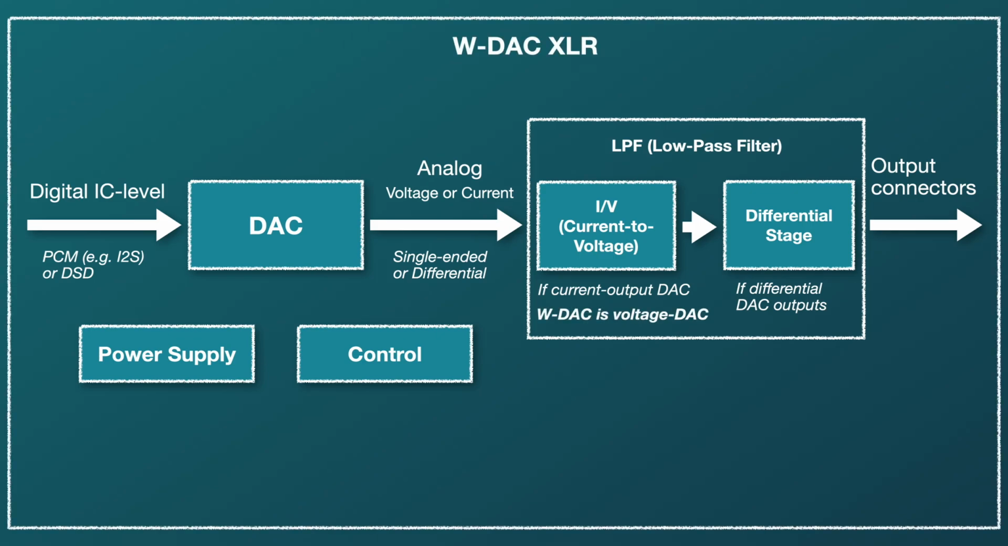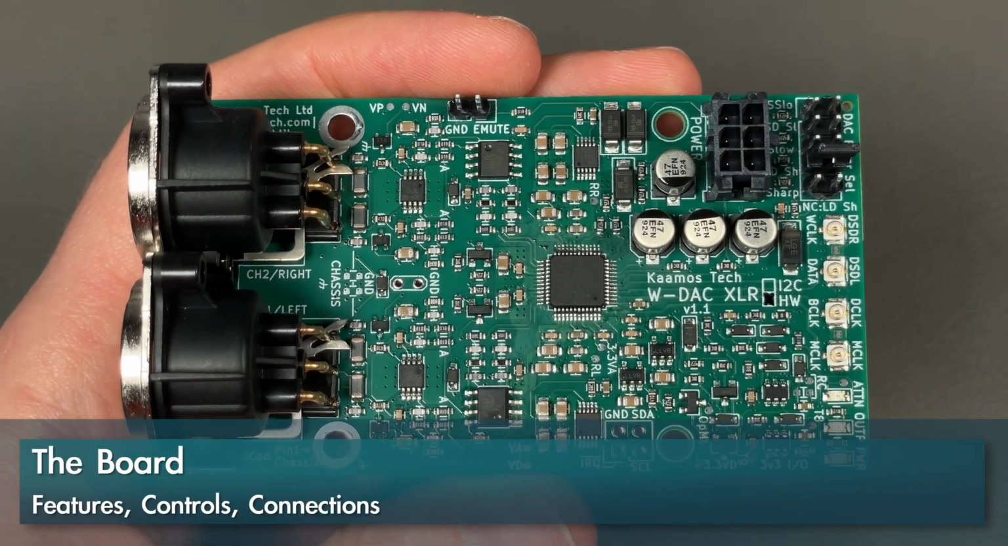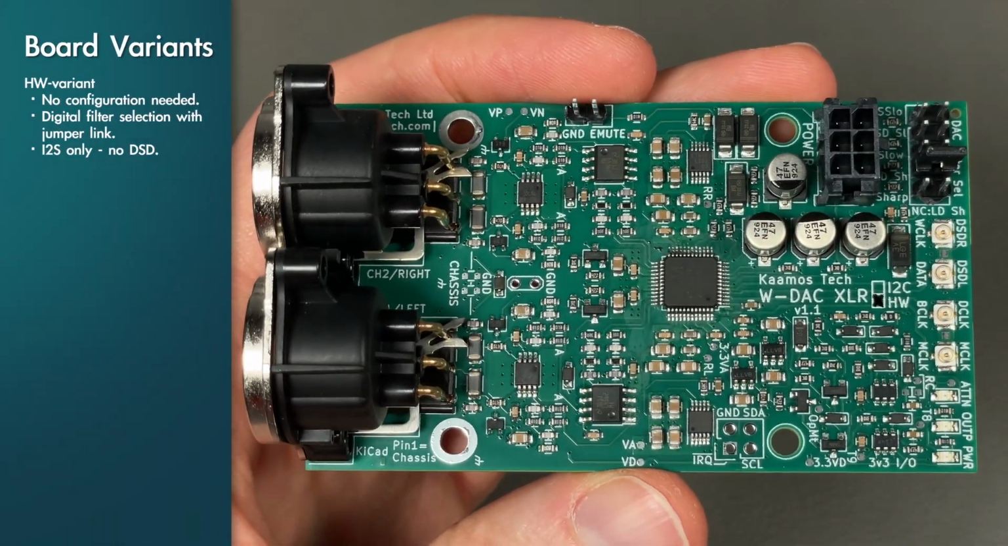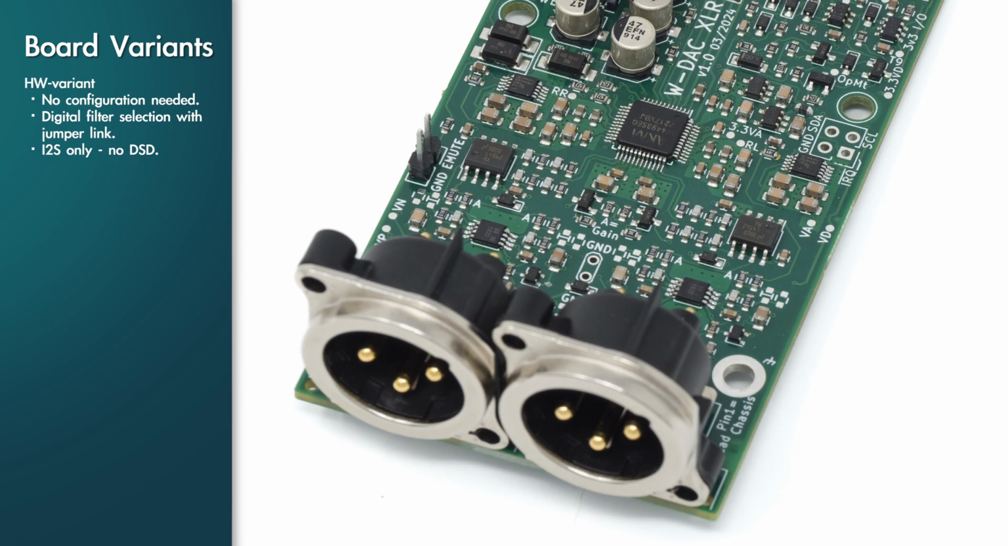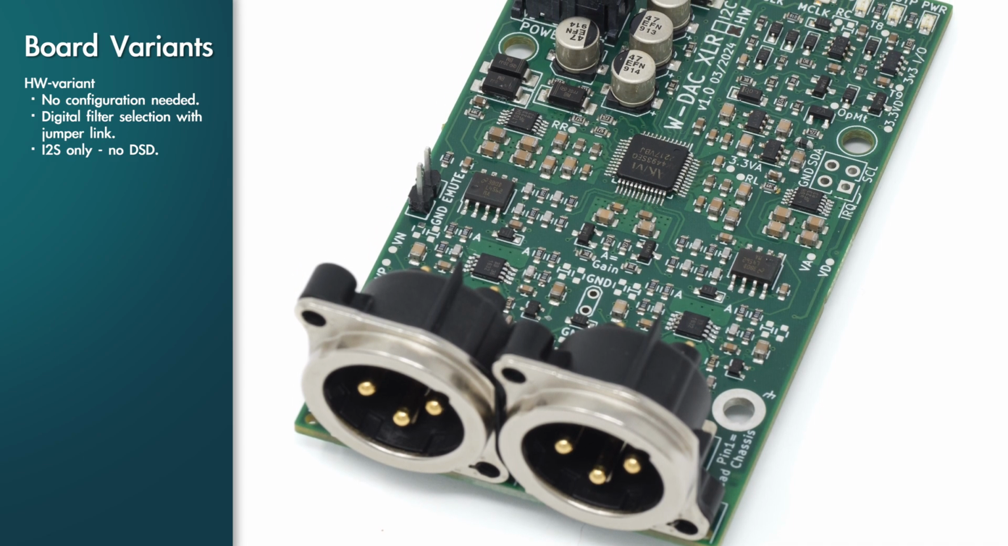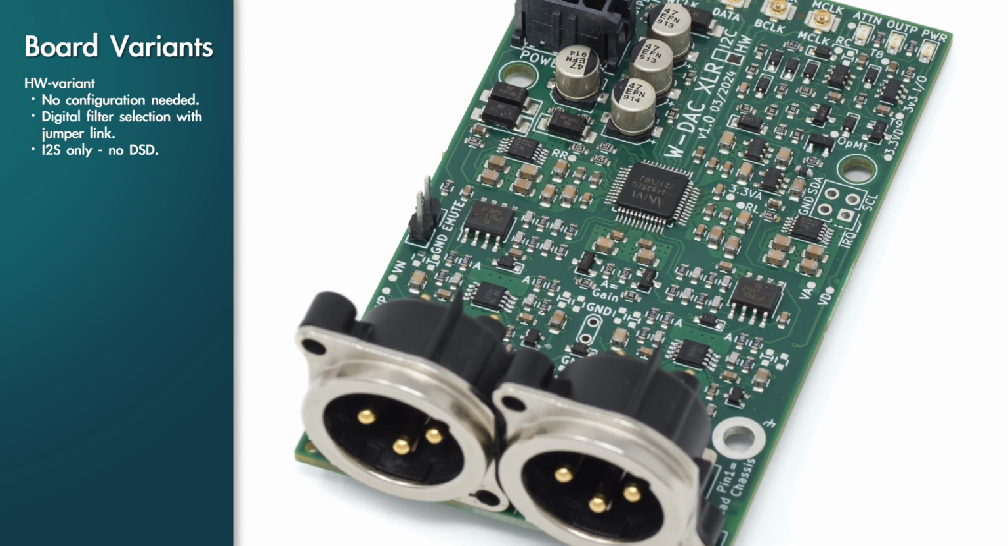And this is also what this W-DAC XLR is, except we don't have the IV conversion because it's a voltage output DAC. This DAC is available in two different variants. It's the same PCB but slightly different BOM. The hardware version is as easy, as plug and play, as a DAC like this can be. You just connect the I2S signals, no configuration is needed.